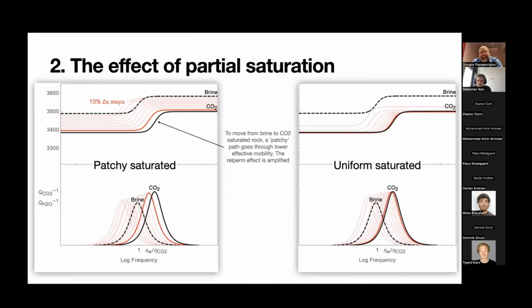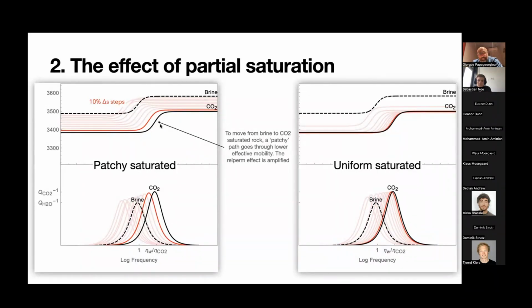And that has some consequences, so I will try and describe them a little schematically. Consider having a brine saturated porous medium that would have a characteristic frequency where it disperses. This is for an isotropic case. And consider taking this and then saturating it entirely with CO2, and then it will have a different characteristic frequency.